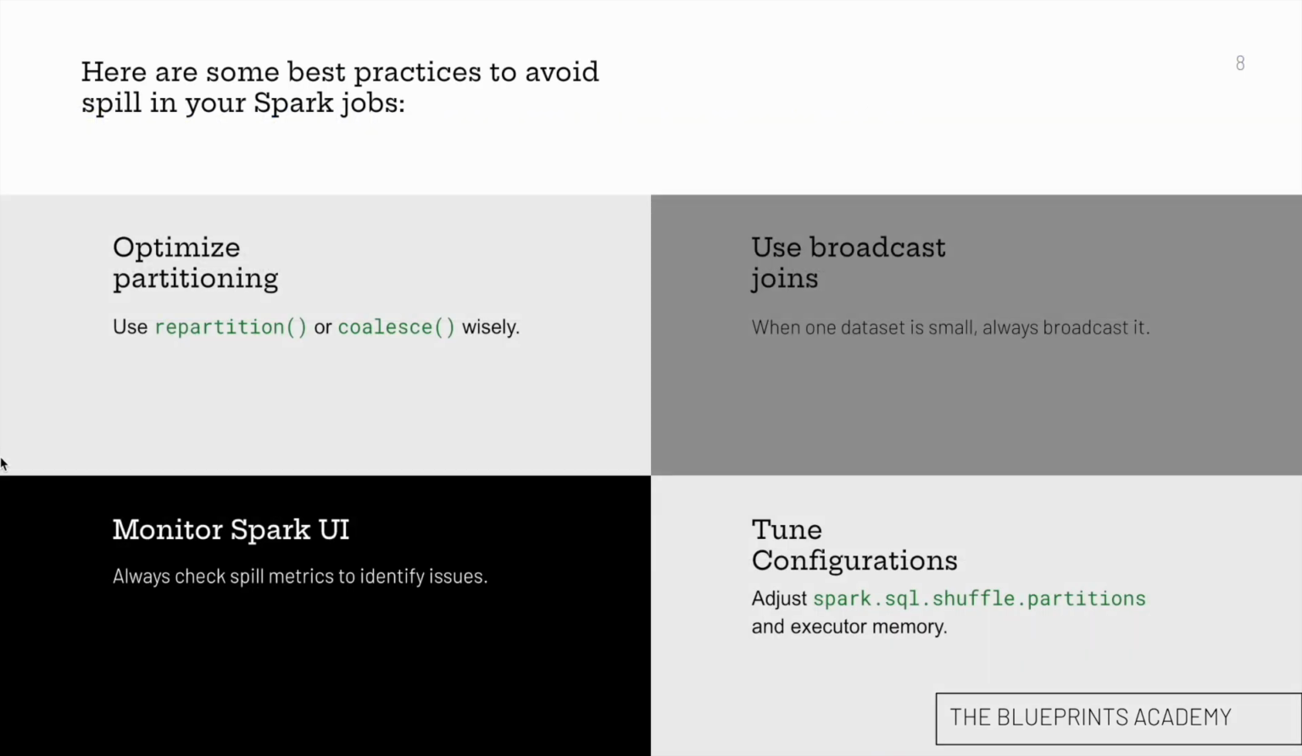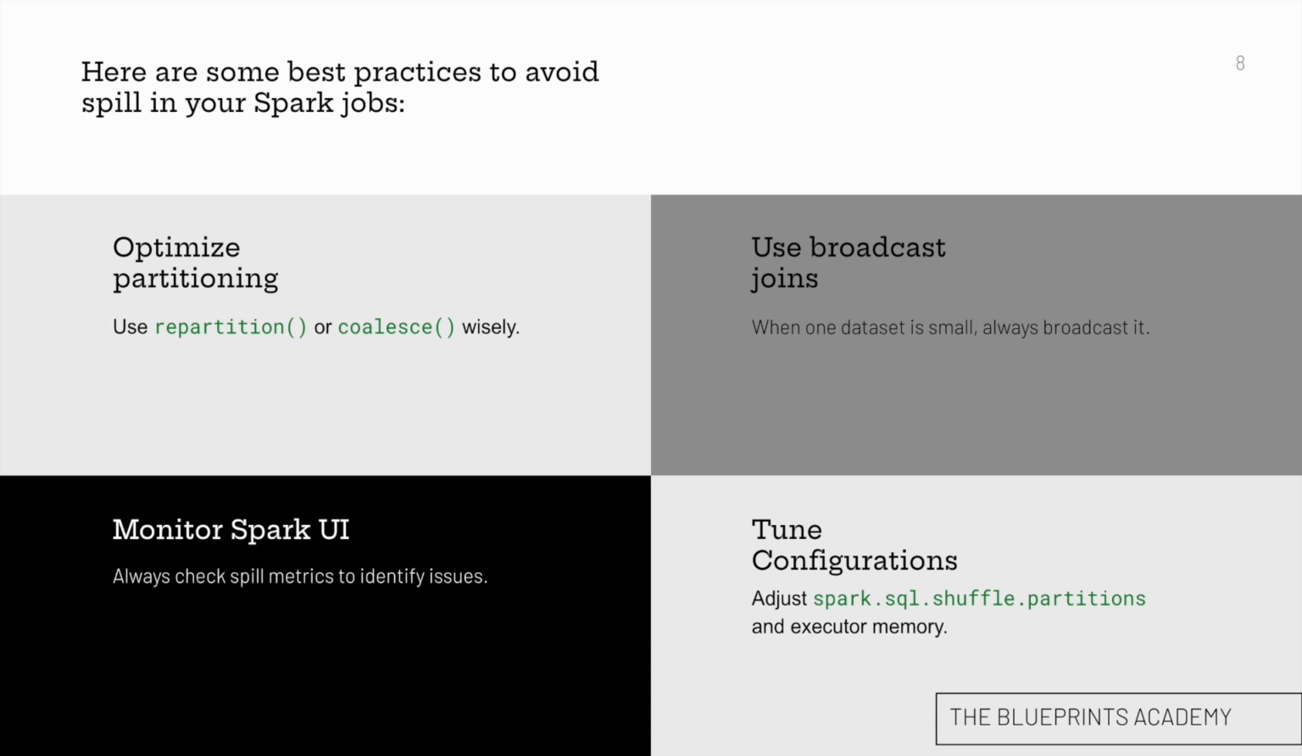I also would like to talk about some best practices to avoid a spill in your Spark jobs. We already talked about these techniques, but just to summarize what you can do and keep in mind when thinking about a spill. The first thing that you can do is optimize partitioning. Use repartition or coalesce wisely. Use broadcast join whenever possible. When one dataset is small, always broadcast it. Monitor Spark UI. Always check spill metrics to identify the issue before going for the solution.